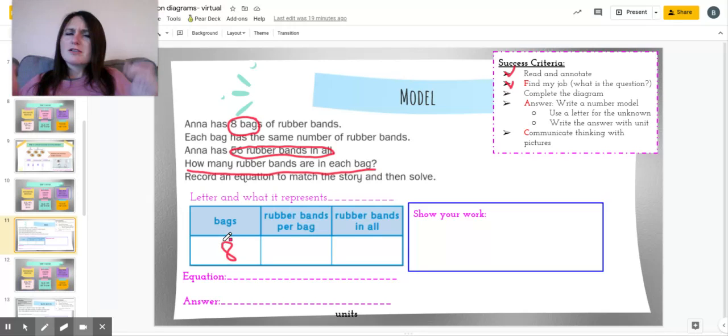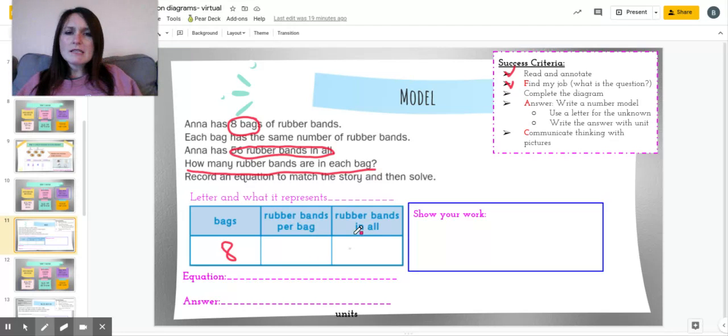How did I know I was supposed to write 8 in the diagram? It says here 8 bags. I just found the same word here and here, and that helped me. So use those clue words next to the numbers to help you fill in the diagram. Now it says rubber bands per bag. Per is another word for in each. And right here it says each bag has the same number, but I don't know what that is, so I'm going to leave this one blank.